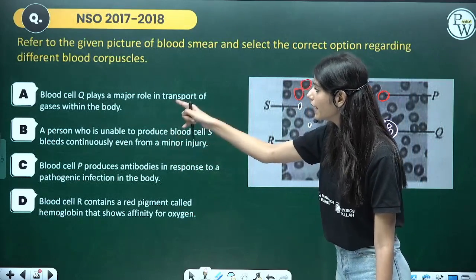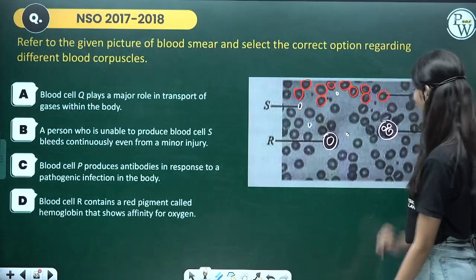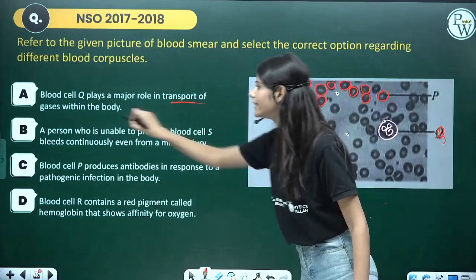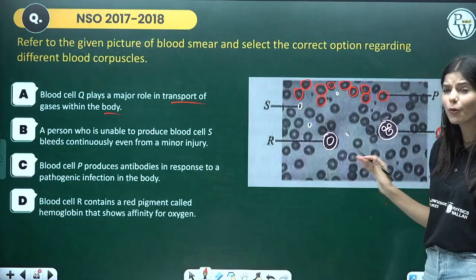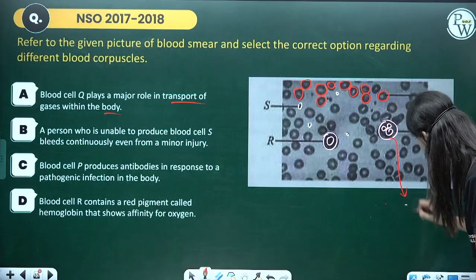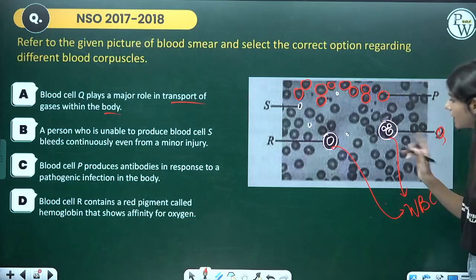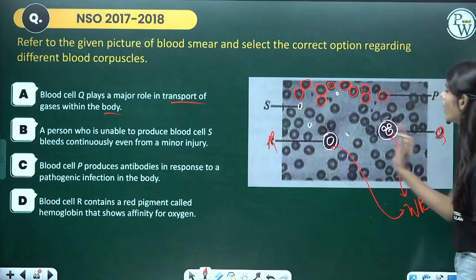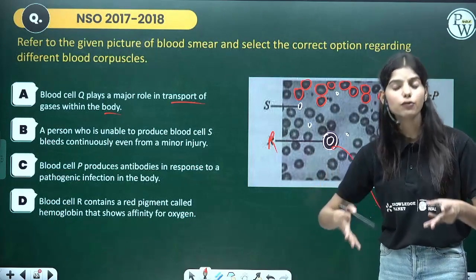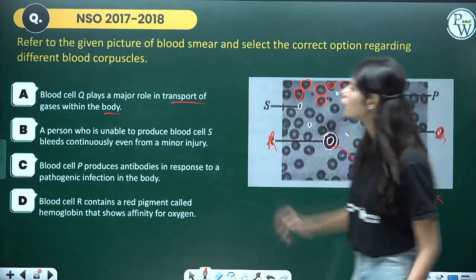Blood cell Q plays a major role in the transport of gases within the body. Let's see what exactly blood cell Q is. What do you think, guys? Do you think Q is actually there to transport the gases within our body? No, it is actually the RBCs, right? And this particular cell is actually a WBC. So basically, guys, Q and R are types of WBCs, and we know WBCs don't help us in the transportation of gases, they help us in fighting against infectious agents, right? So this option is not correct.